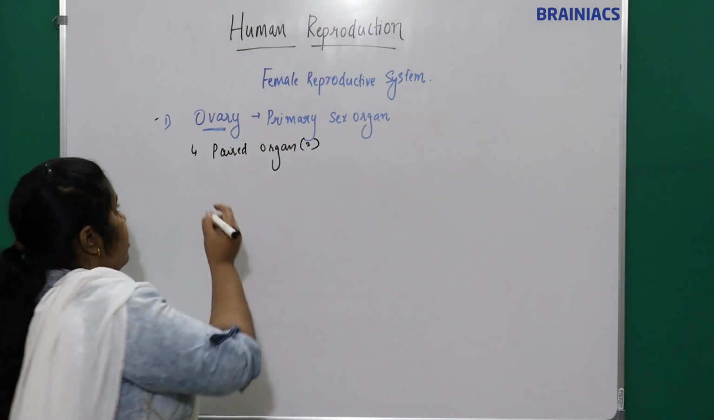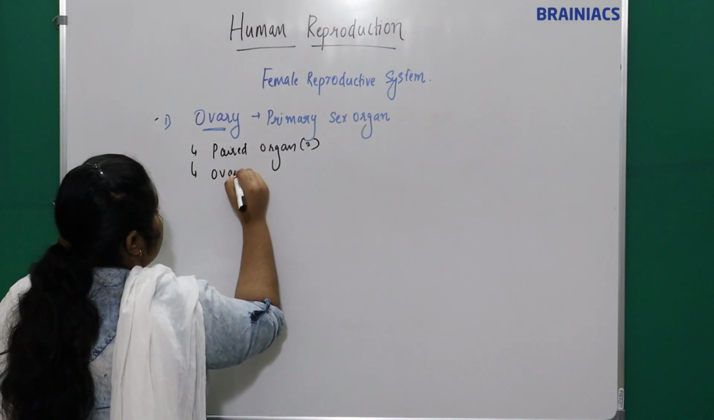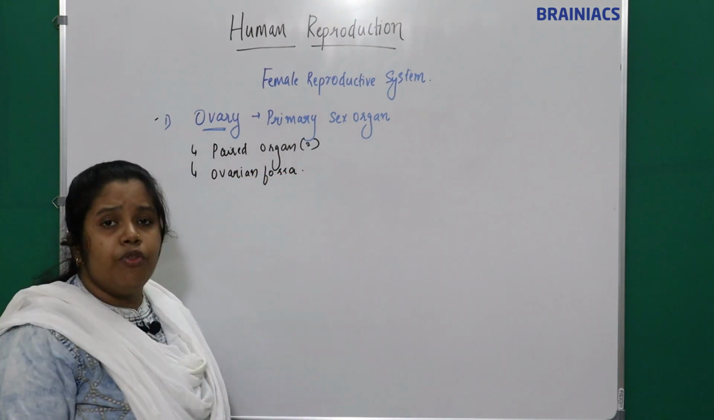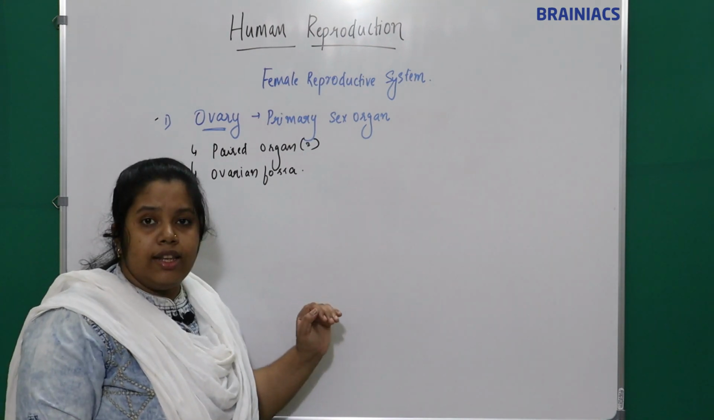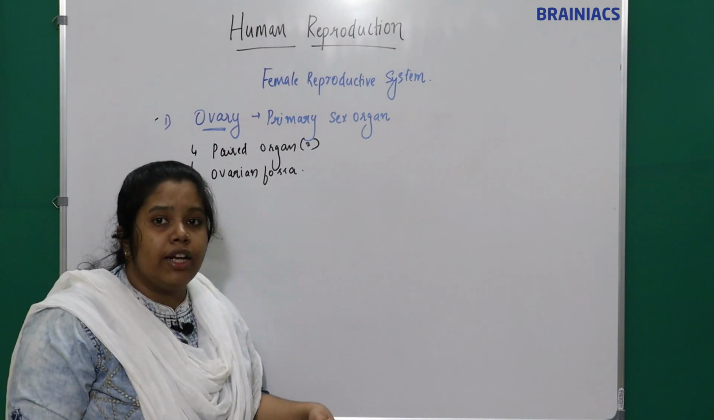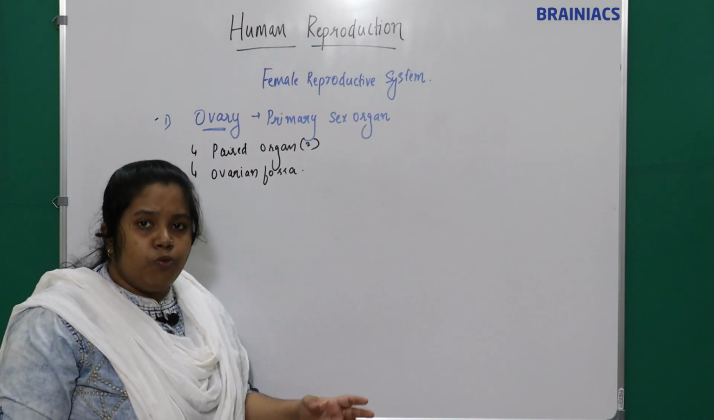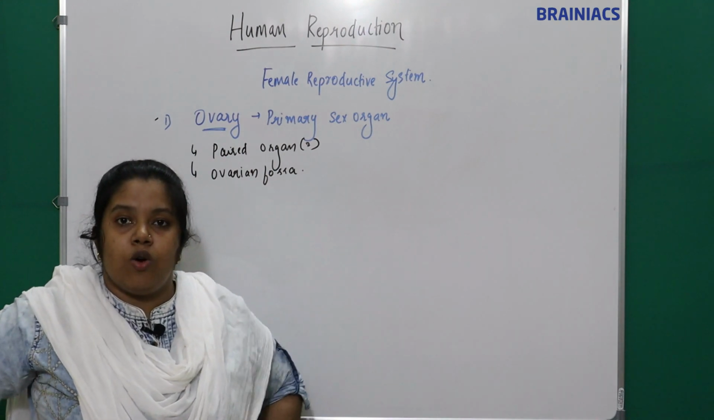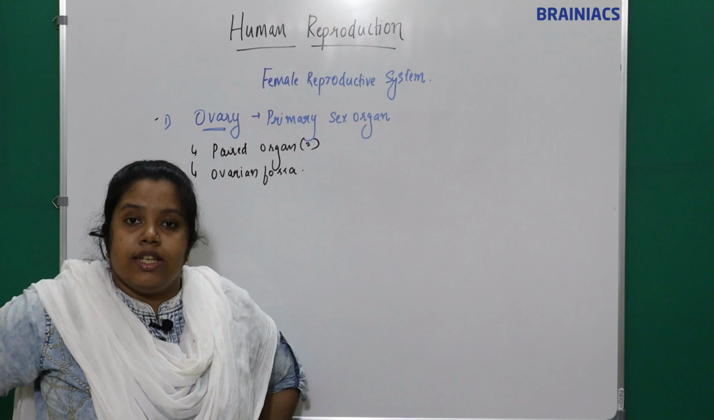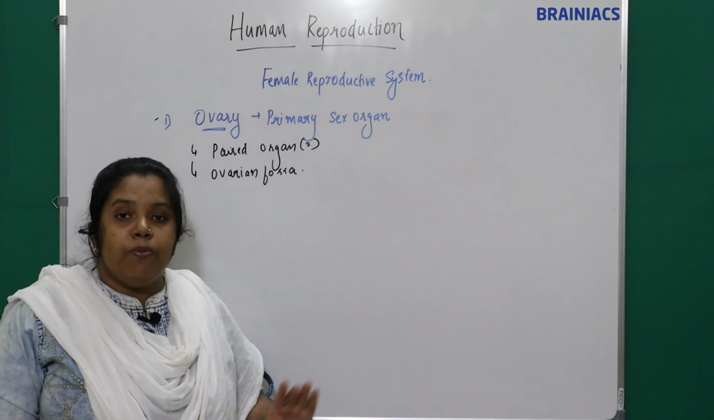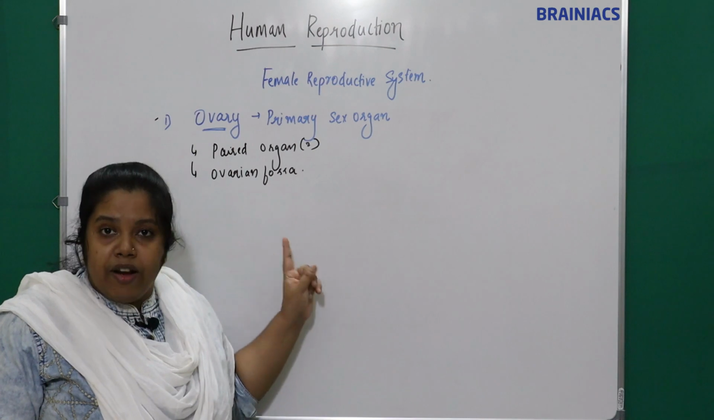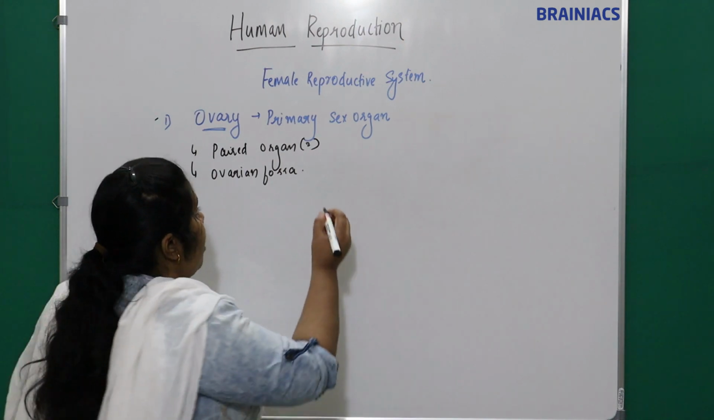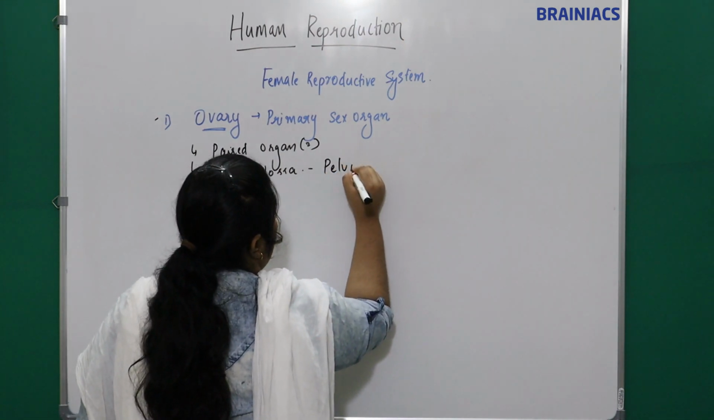Where is it located? It is located in the ovarian fossa. Where is this ovarian fossa present? In the abdominal cavity, in the pelvic region. What do we mean by pelvic region? Our hip bones are called the pelvic bones, and the region between both pelvic bones is called the pelvic region. So the ovarian fossa is present in the abdominal cavity in the pelvic region.